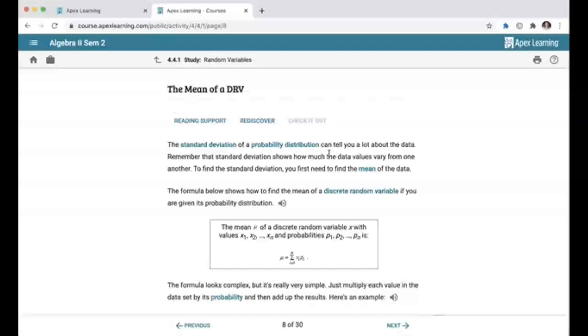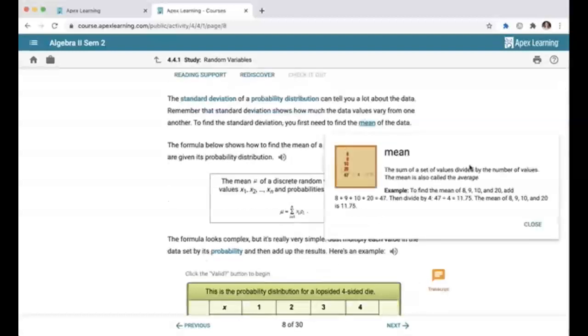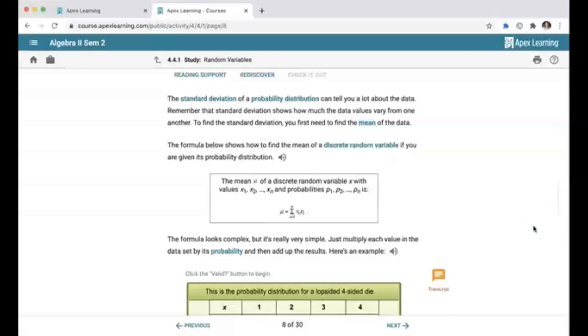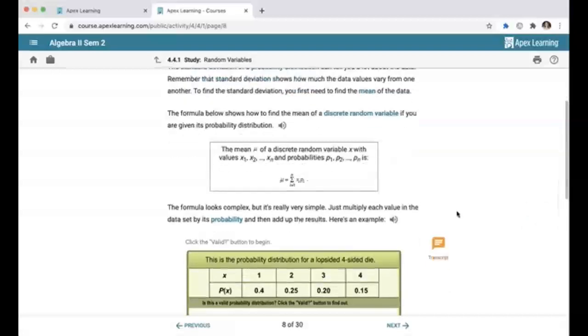Then if we want to look at our mean and our standard deviation here. Remember, mean means our average. So they give you a formula here that of course you can use. You don't have to memorize it or anything like that, but they give you a formula to calculate the mean or the average of our discrete random variable.